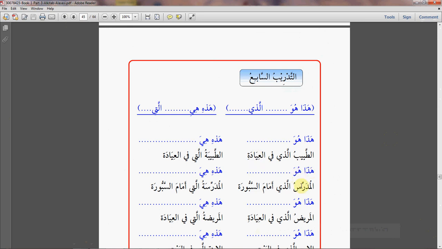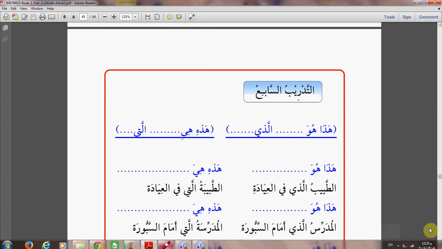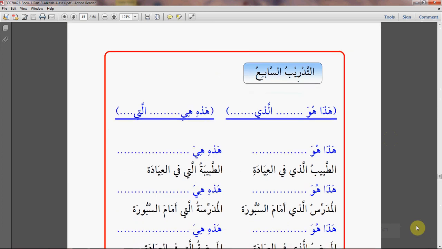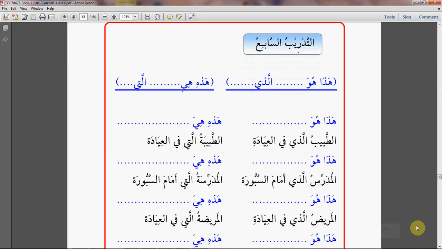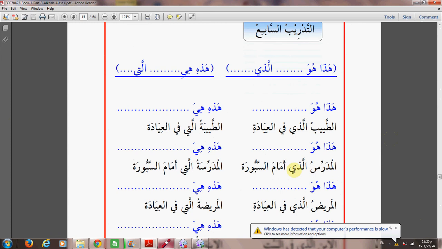هذا هو المدرس الذي أمام السبورة. Here is the teacher which is in front of the blackboard. هذا هو together, the expression means here is the. Here is the. Okay? Or this is the teacher. Okay? Here is the or this is the. Here is the teacher who's in front of the blackboard.